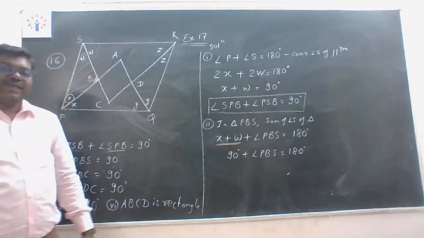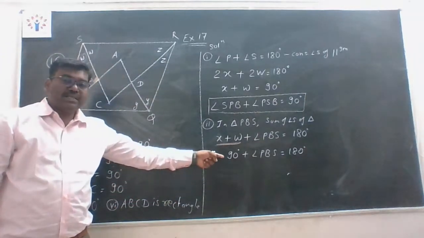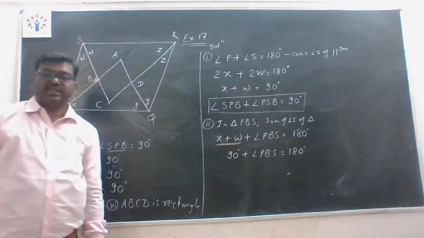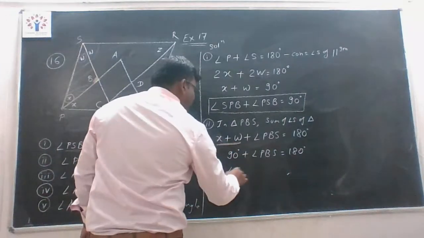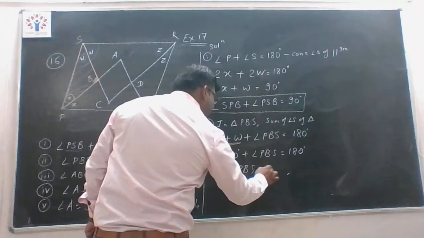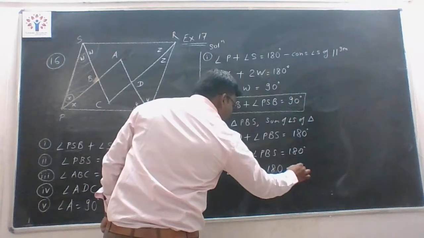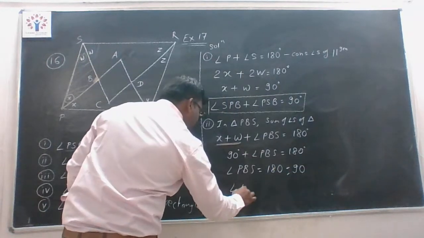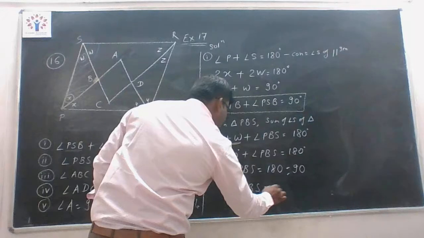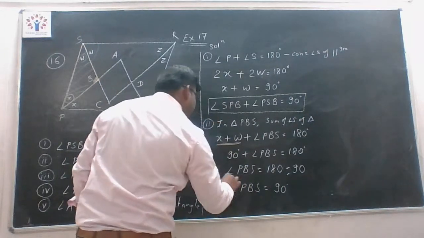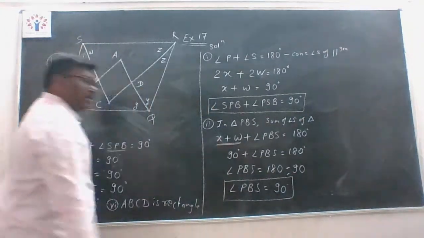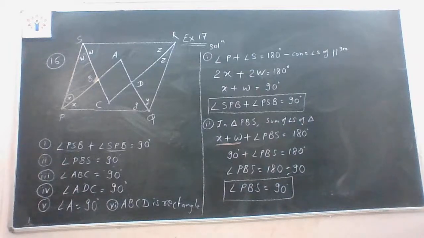Understood? Now what will happen next? Plus 90 degrees, shift to the other side. So angle PBS equals 180 minus 90, so here we can write 90 degrees. Angle PBS is 90 degrees. Do you understand? So we completed the second part as well.